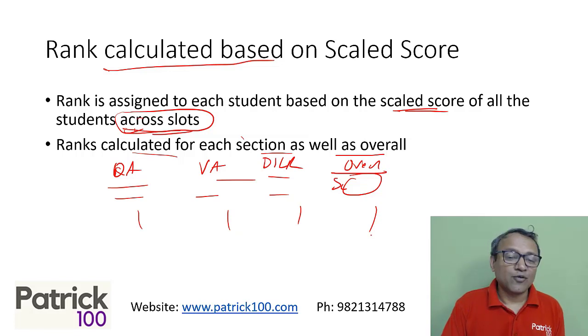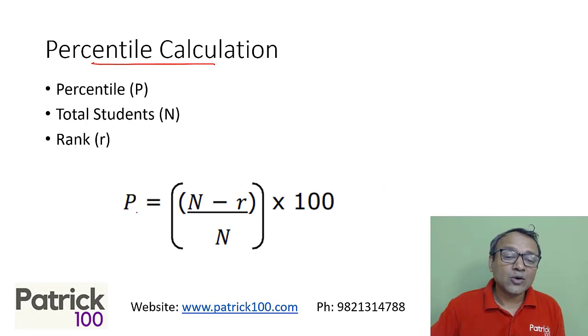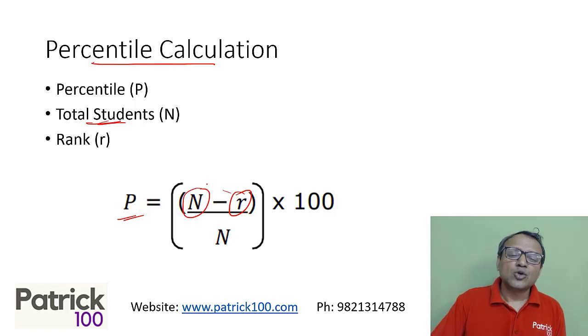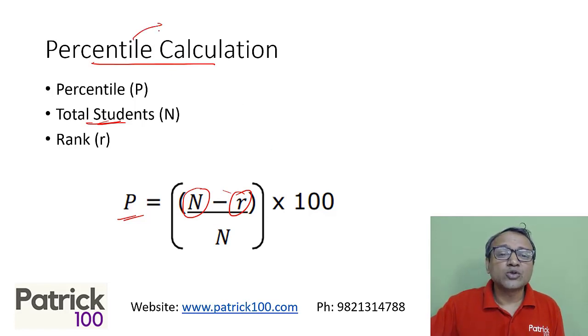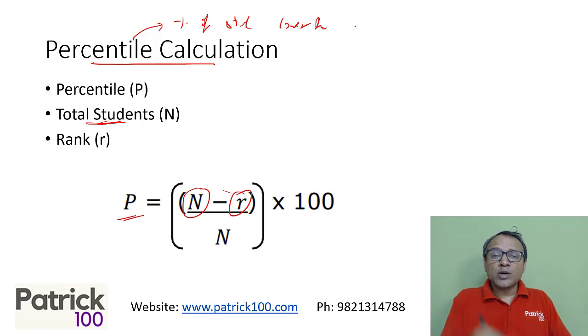Once a rank is calculated, the percentile is calculated. The percentile calculation is P equals (n minus R) upon n into 100, where n is the total number of students, R is your rank, and from there the percentile is calculated. In one way, you can say percentile is the percent of students who have scored lower than you. Suppose 50% of people who wrote the exam have scored lower than you, then your percentile will be 50. That is the broad meaning of percentile.